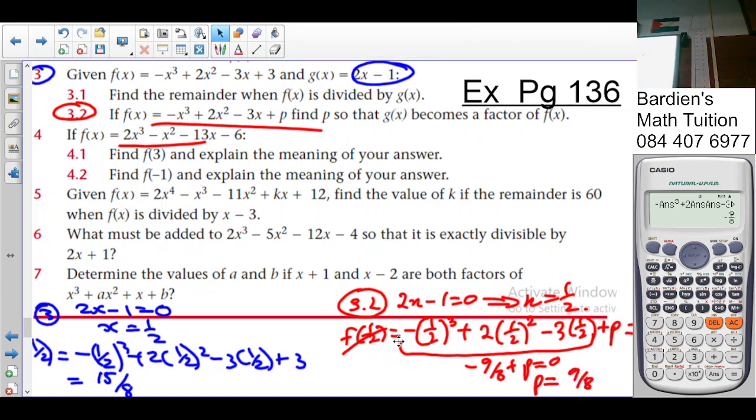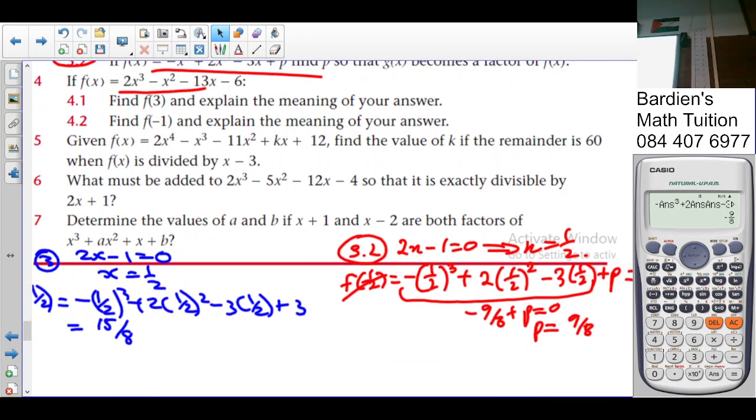Right, where did you go wrong here, Michael? I don't know what to do. I think I didn't understand what it meant. You see, if they had told you f of x, which is negative x cubed plus 2x squared minus 3x plus 5, is divided by 2x minus 1, you know exactly what to do. But here they just gave you a g of x, and this is another function. The factor is just in functional notation. It's exactly the same as we did.